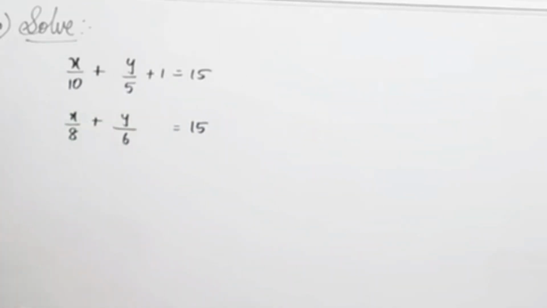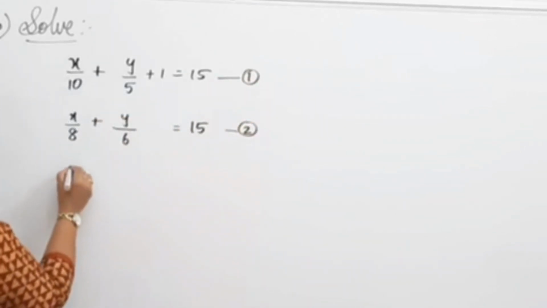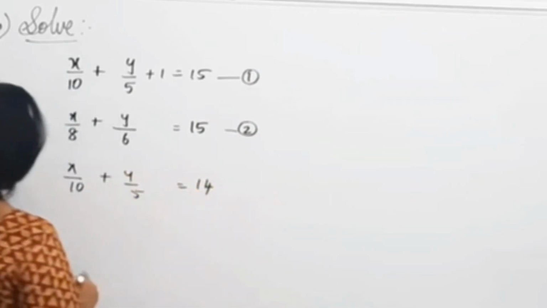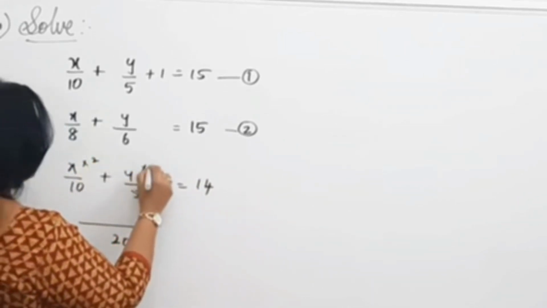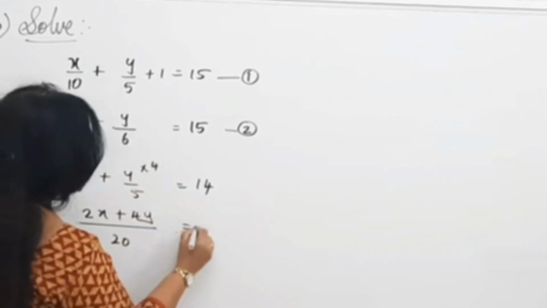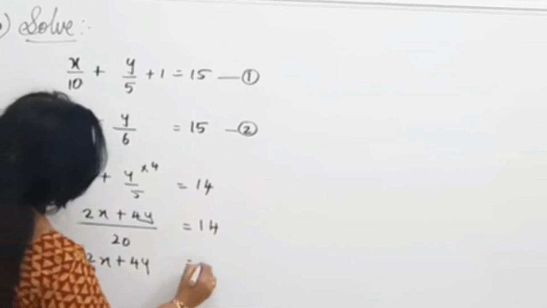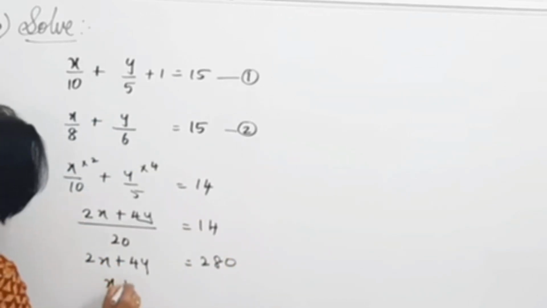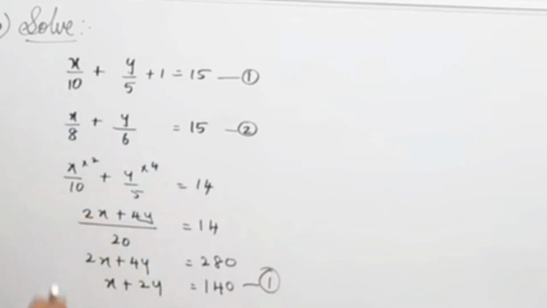Children, shall we move on to the third question? So this is the first equation and this is my second equation. Let me simplify my first equation. x by 10 plus y by 5 is equal to 14. So my LCM is 20. So I multiply this by 2 and this by 4. So I get 2x plus 4y by 20 is equal to 14. So I get 2x plus 4y is equal to 280. So on cancellation, I would get my equation x plus 2y is equal to 140. This is my first equation on simplification.